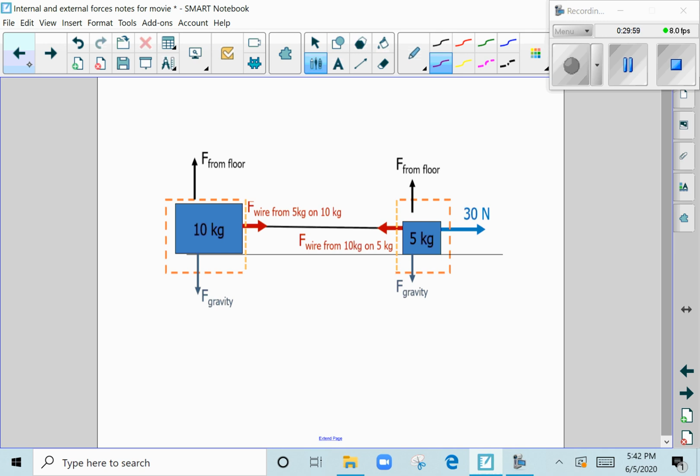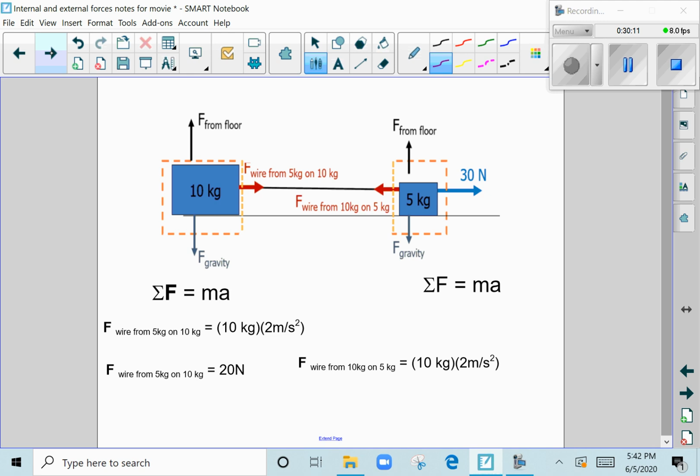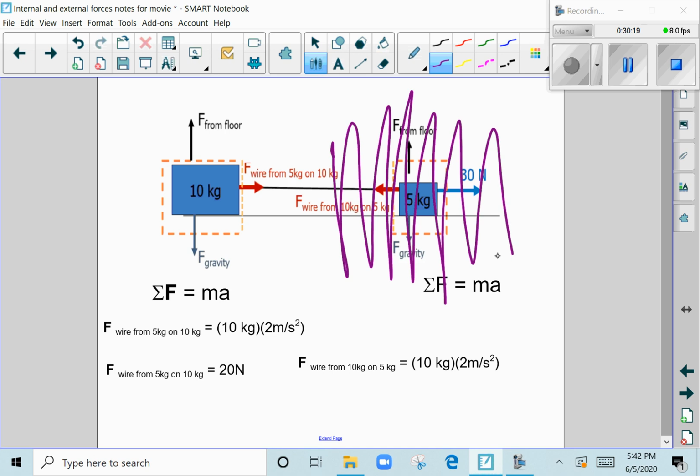I can now go ahead and find the tension force in the wires because I have the acceleration. So by simplifying everything into an object right away, I can find the acceleration, which allows me to do this next step very easily. Because if I am looking at just the 10 kilogram block for a moment, I can say the net force on the 10 kilogram block is equal to its mass of 10 times the acceleration of 2 meters per second squared. So the tension force in that wire is 20 newtons. Easy enough.